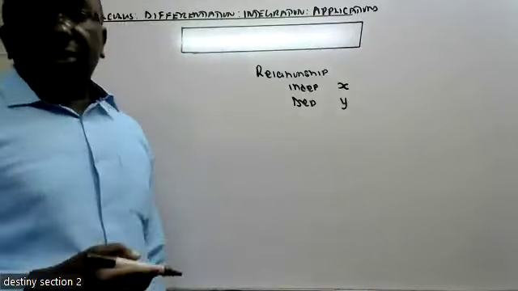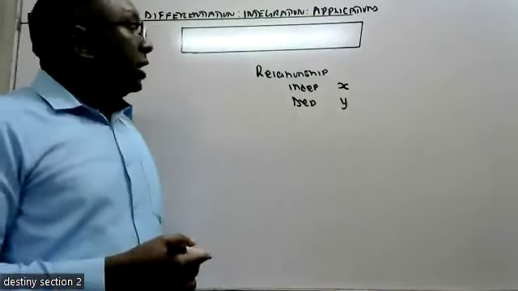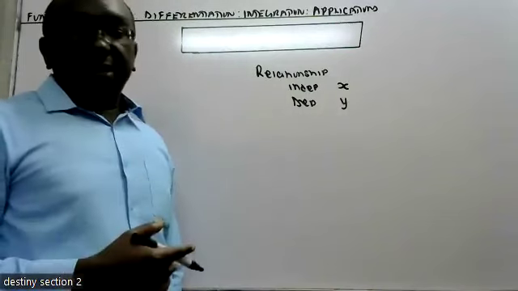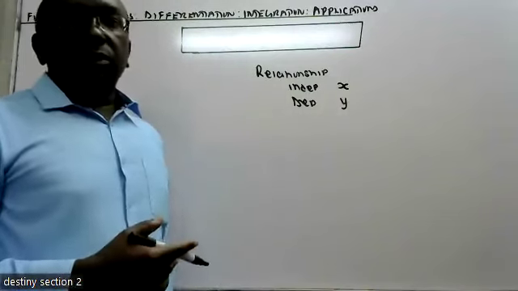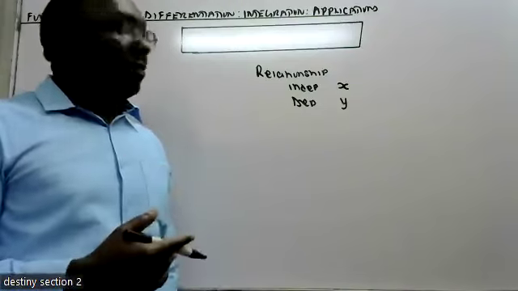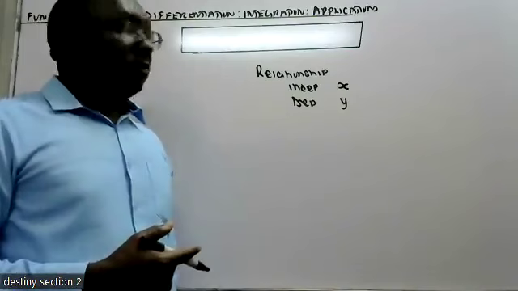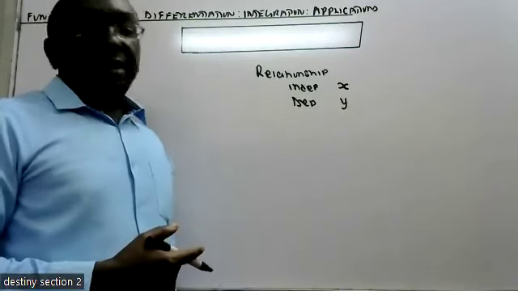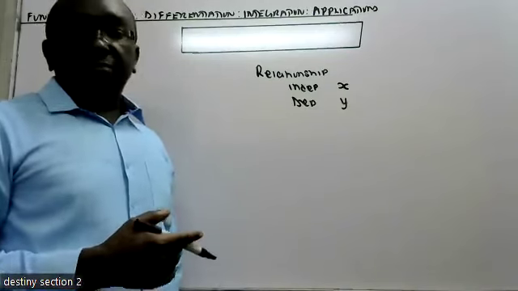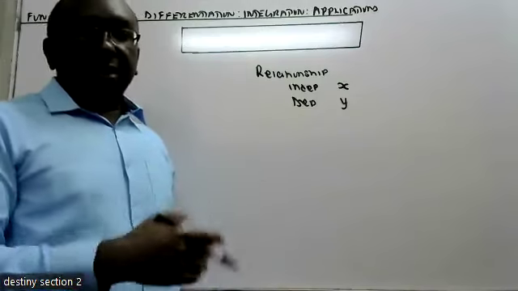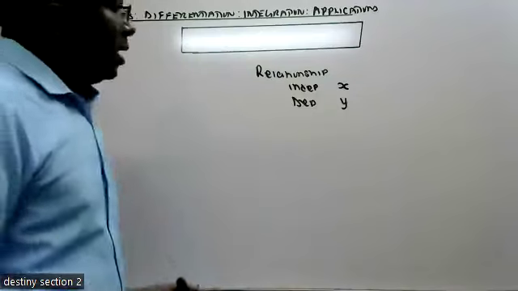And these letters X and Y, you can use any other letter in the alphabet as long as you know which one is representing your independent variable and which one is representing your dependent variable. And we say that the independent variable is the one that makes the other one to change. And the dependent is the one that is made to change.